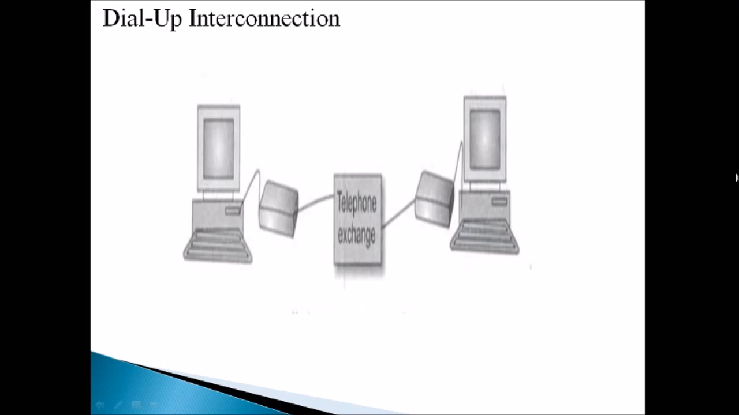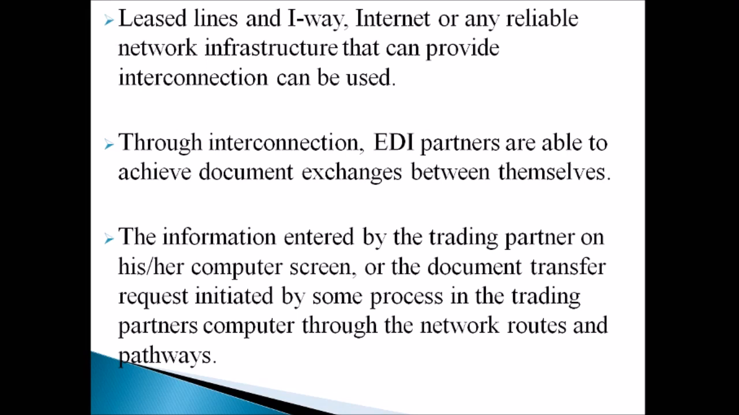This is the diagram for the dial-up interconnection. Here is one terminal, here is another trading partner. To communicate from partner 1 to partner 2, they have to make a call through the modem and both need to connect over the internet. After that they can exchange their documents. The next option is leased lines and highway. Internet or any reliable network infrastructure that can provide interconnection can be used. Where the interconnection is available, it can be used by any trading partners without dialing any call.